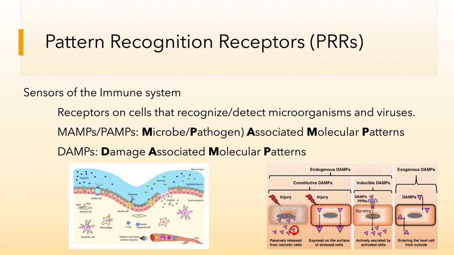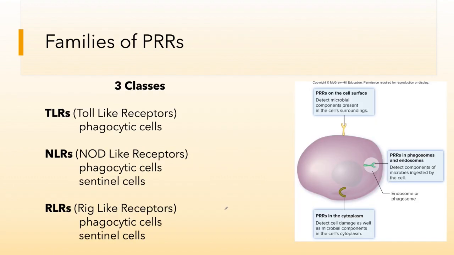MAMPs or PAMPs, microbe-associated molecular patterns, include things like, again, peptidoglycan, flagellin, molecules that are unique to bacteria or viruses or extracellular pathogenic organisms. We are already born with receptors that recognize those. So phagocytic cells, some sentinel cells, not all receptors are found in all cells, and not all cells have all receptors. So we're going to take a look at these real quick.